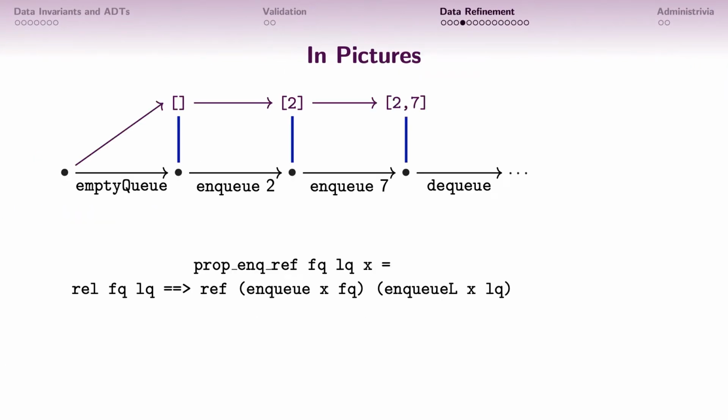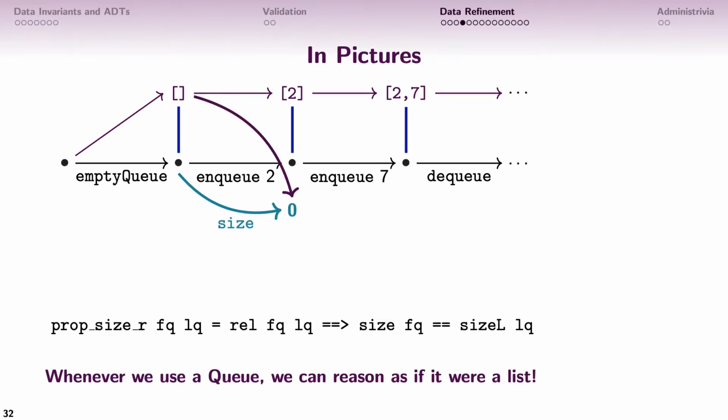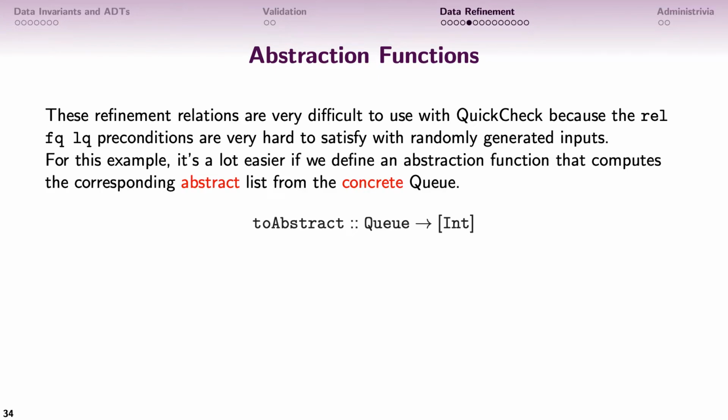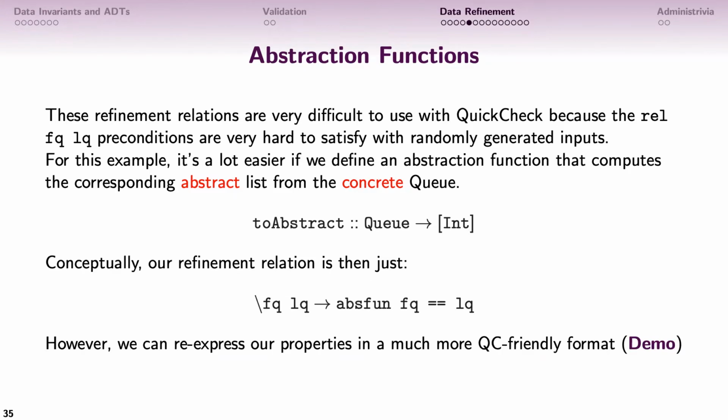Let me just skip back to where we were. So it's very hard to satisfy these preconditions. So what we use instead is something called an abstraction function. An abstraction function takes in a queue and produces the corresponding list, rather than taking in the queue and the list and telling me yes or no if they're the same, right? So this will take in a queue and produce the corresponding list, and that's much easier to compute with QuickCheck, right?